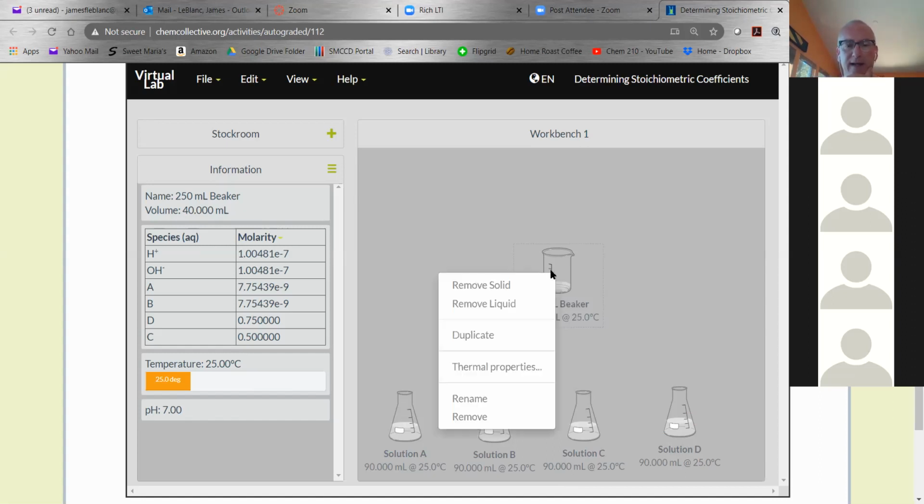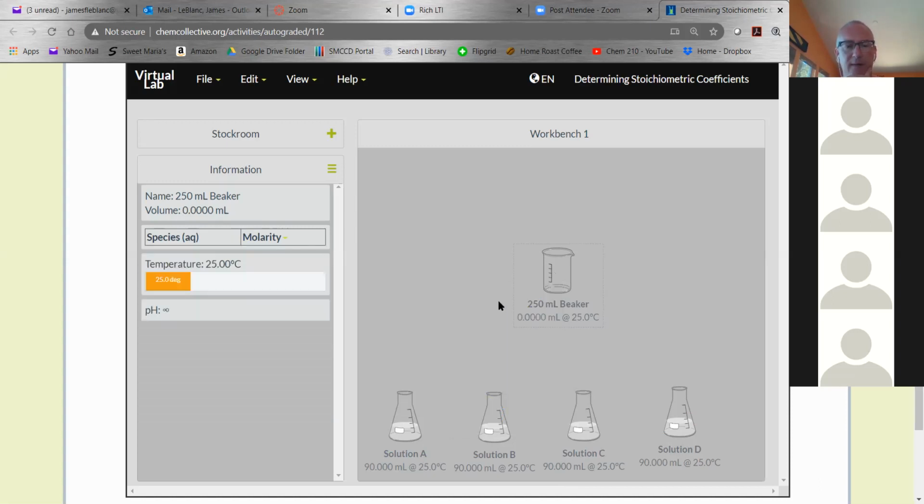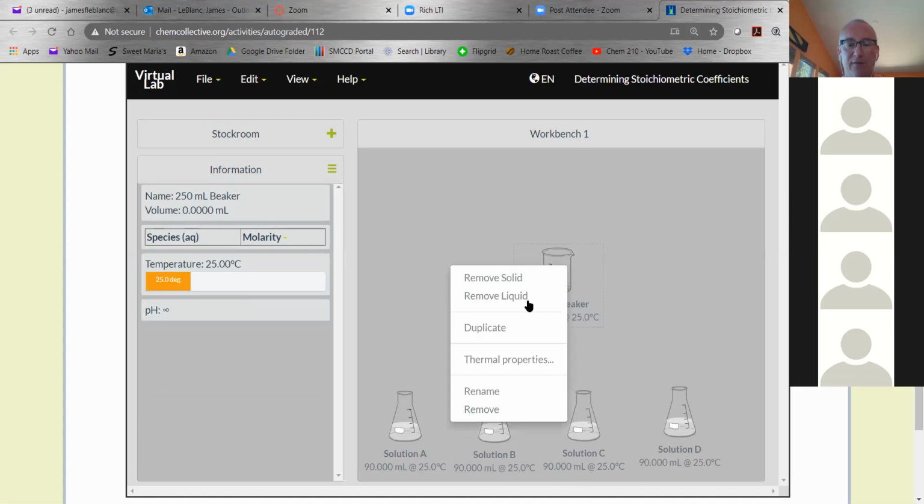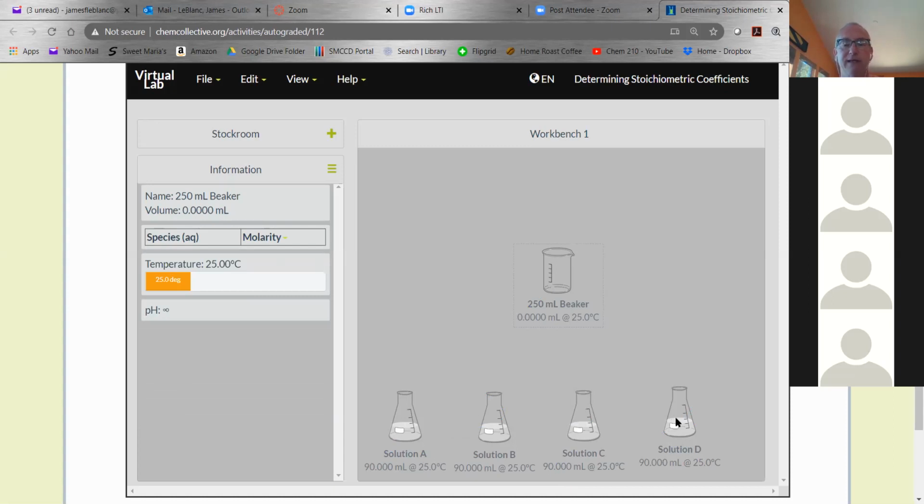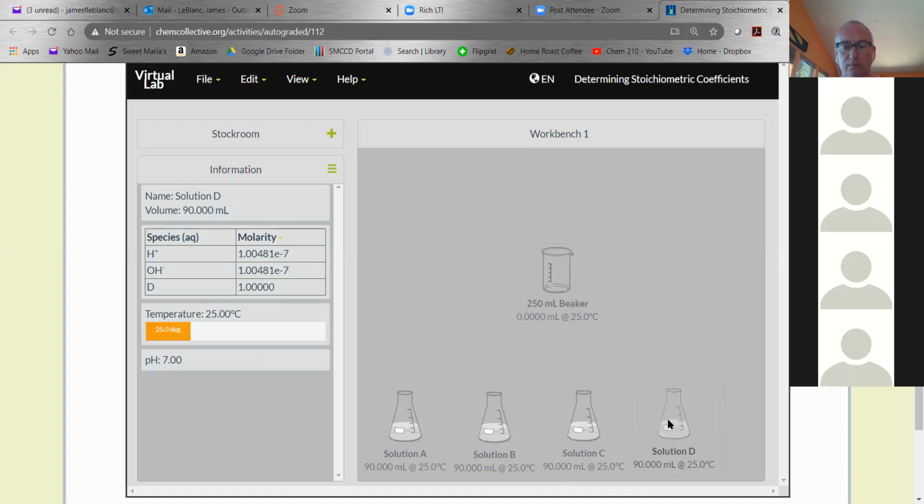So when I right click, I can remove the liquid. It's better to get rid of it and replace it. Just right click and say remove liquid, and then you can see there's nothing in there. And then I can add my A, my B, my C, and my D again. It makes sense to do your table along with it, so you can keep track, right?